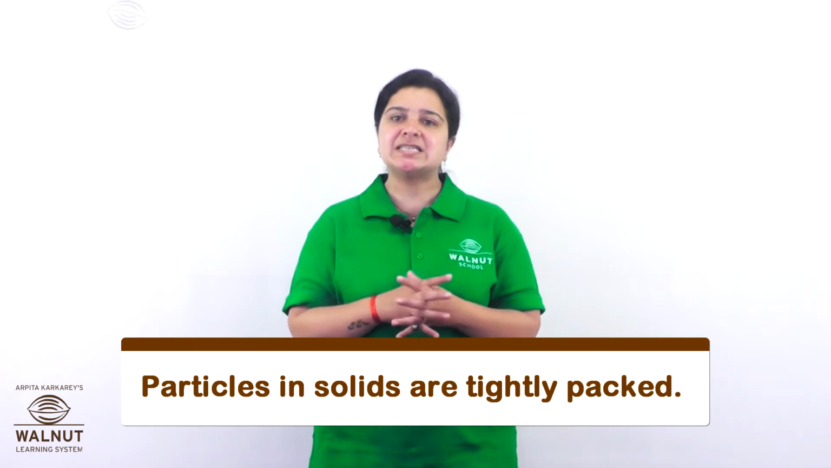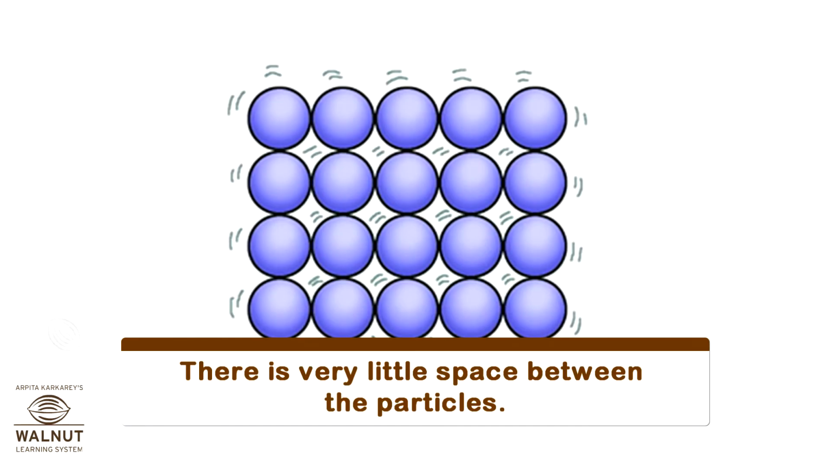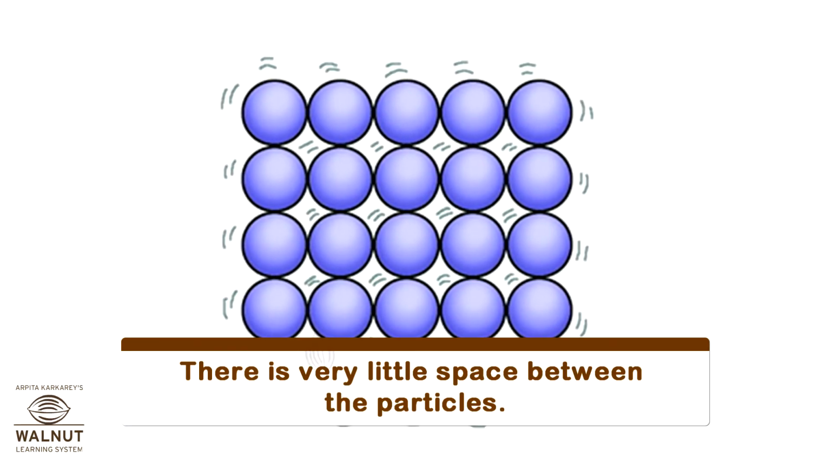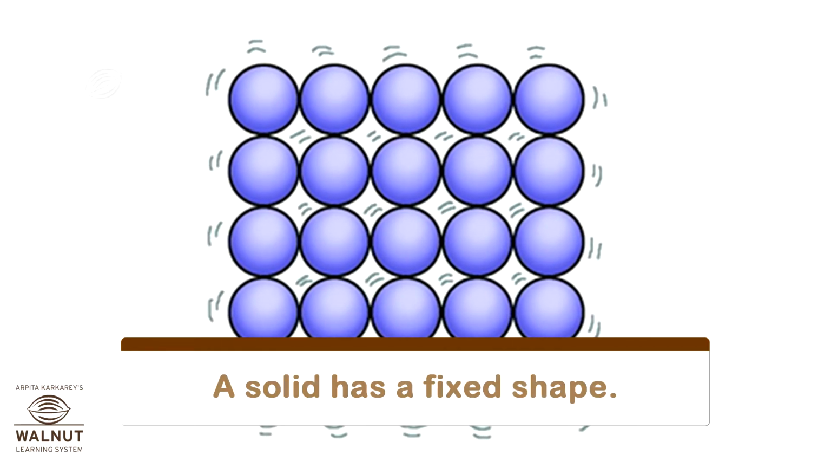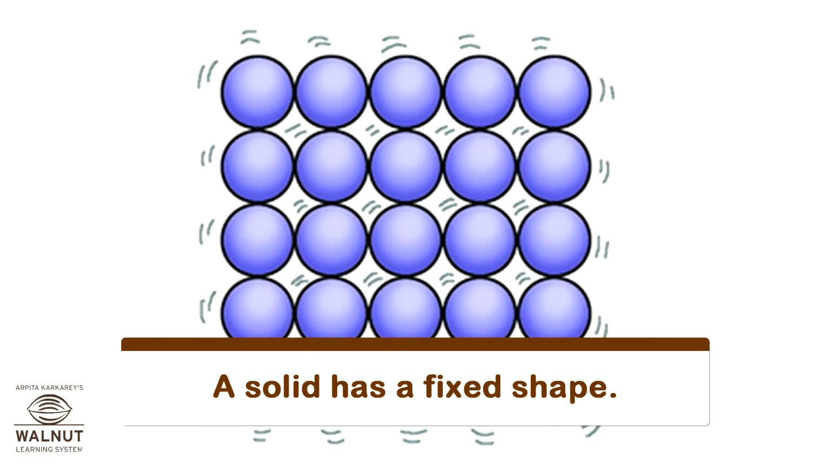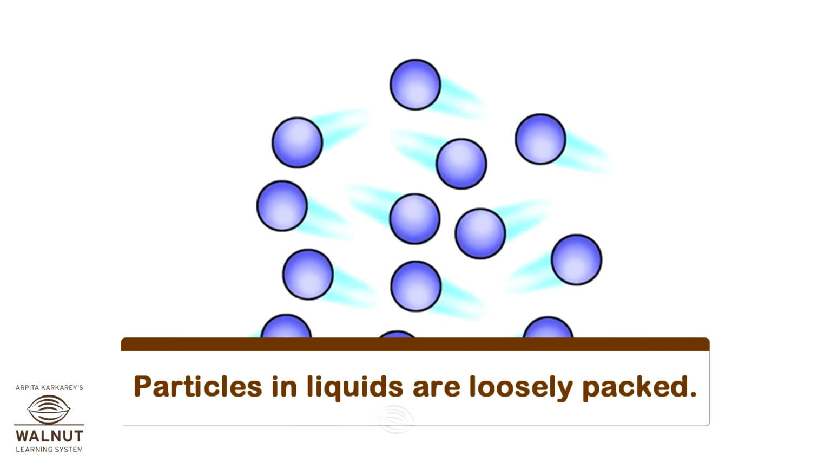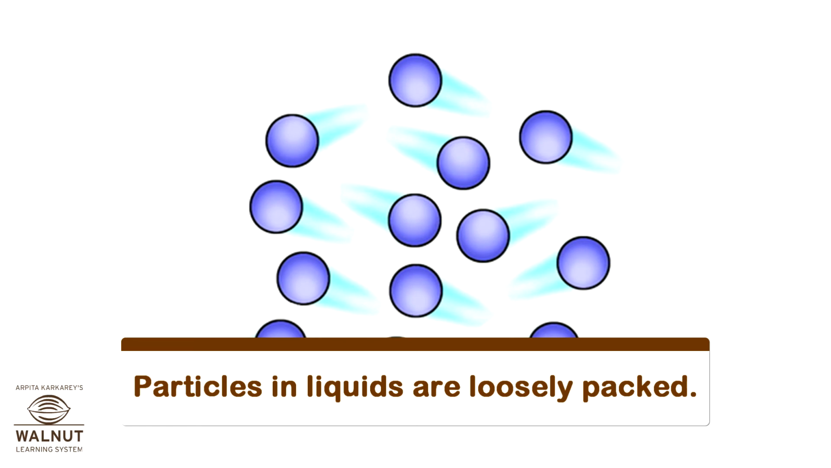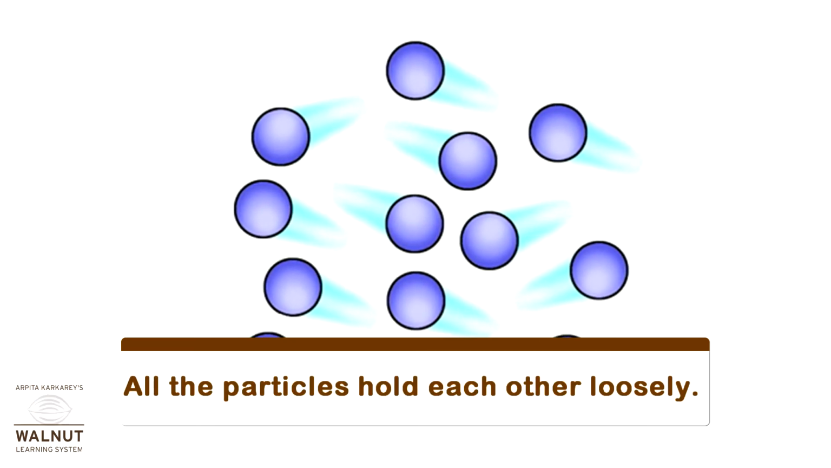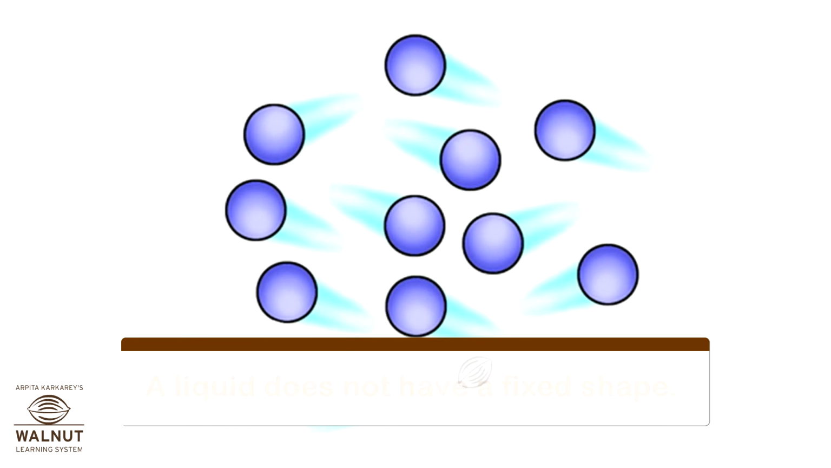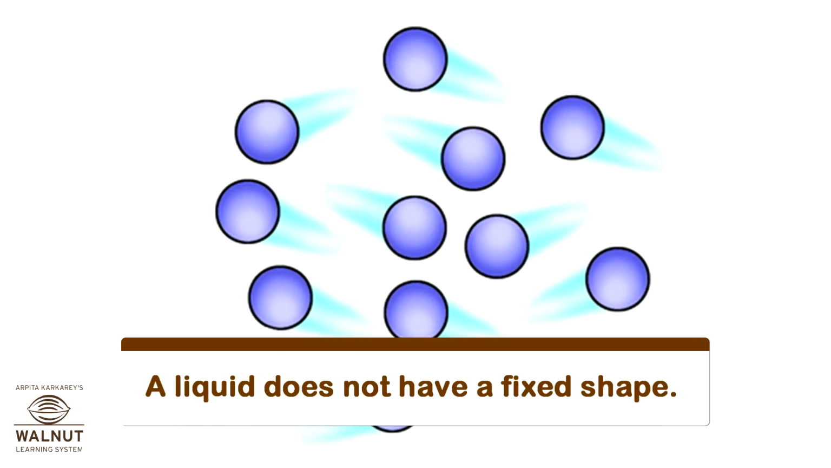Particles in solids are tightly packed. There is very little space between the particles. All these particles hold each other tightly. That is why a solid has a fixed shape. Particles in liquids are loosely packed. There is some space between the particles. All the particles hold each other loosely. That is why a liquid does not have a definite shape.